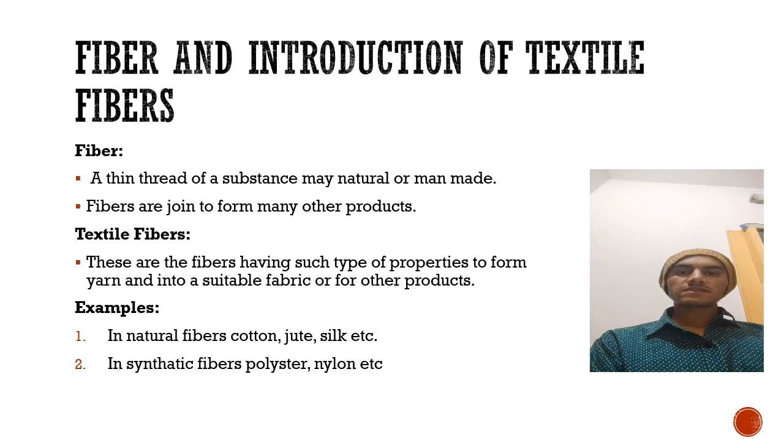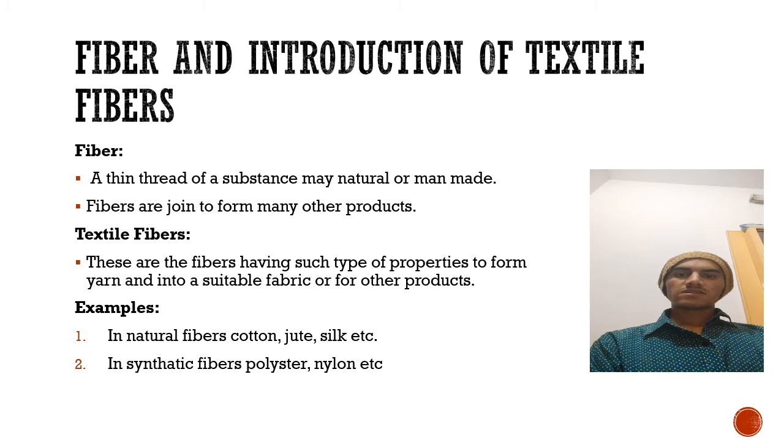So now I discuss the introduction of textile fibers. Before going on to textile fibers, first I discuss the fiber. A fiber, we can say, is the smallest part or a thin thread of any substance, which may be natural or man-made. A substance is formed by a combination of fibers. When different fibers are joined together, a substance is formed.